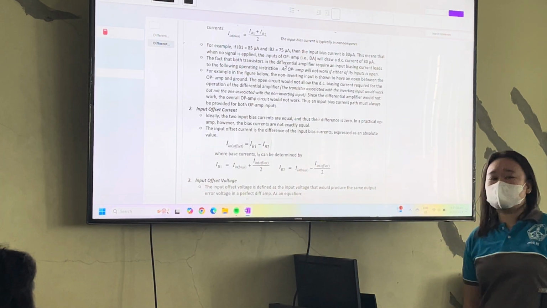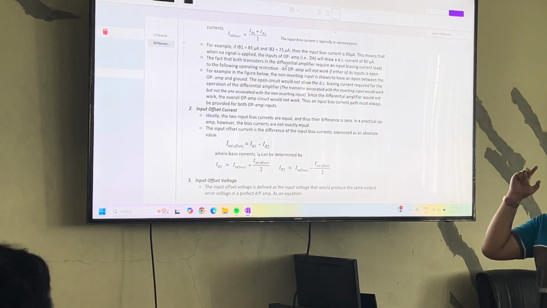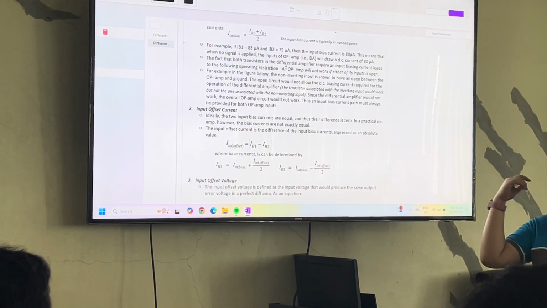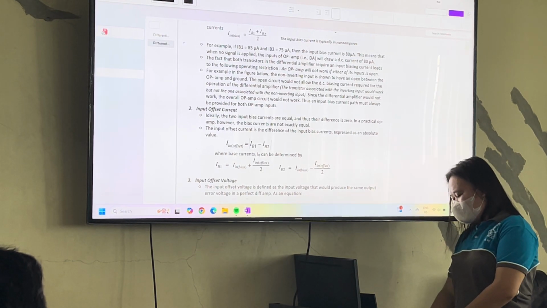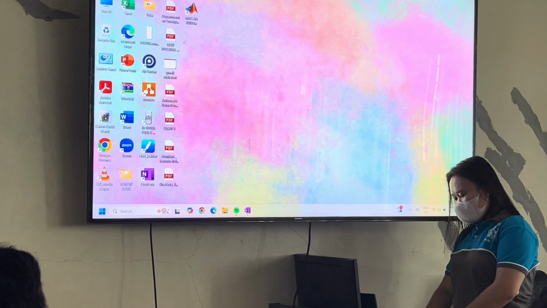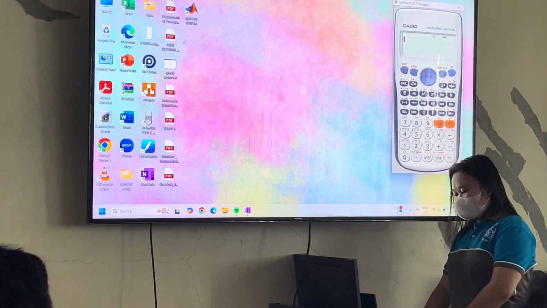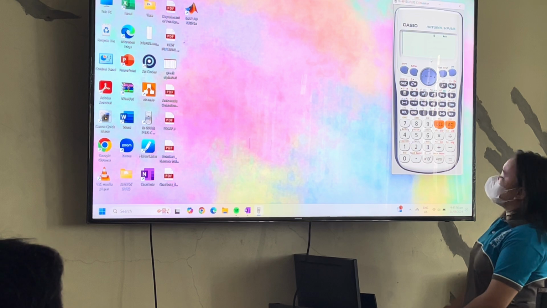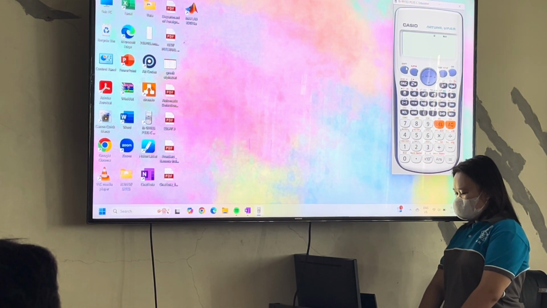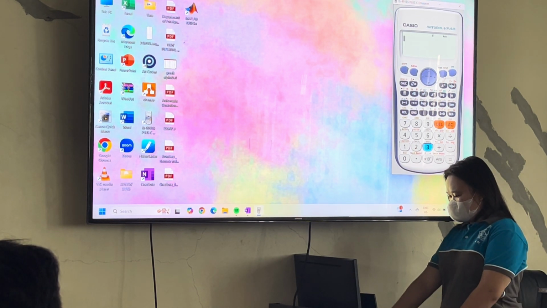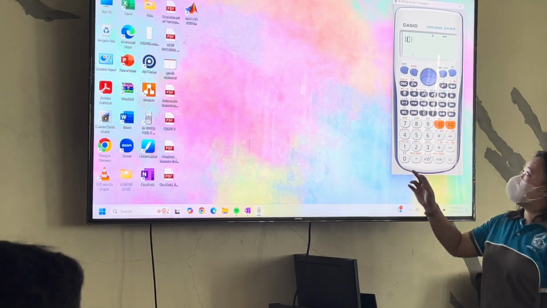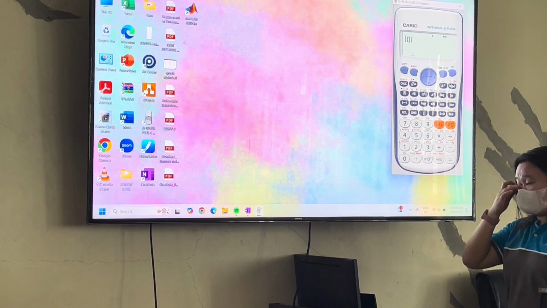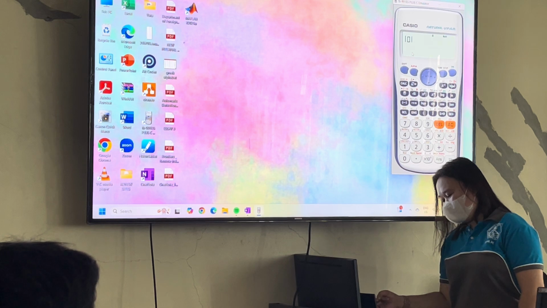Or basically, you just need to input the biggest value first, then the smallest. Or if you don't like that, think first about the notation. We have here the absolute value, so that's for the input offset current.